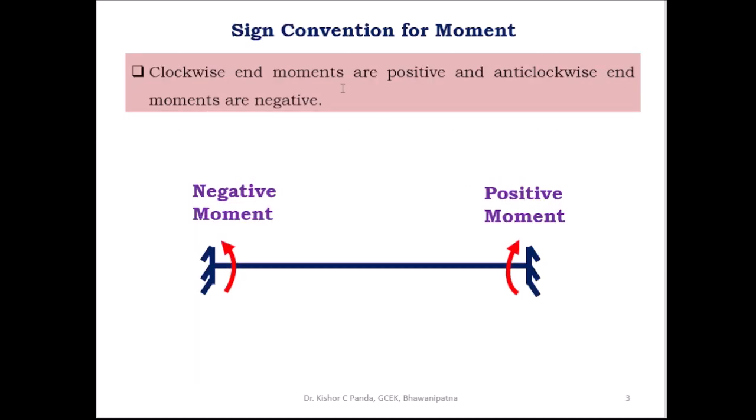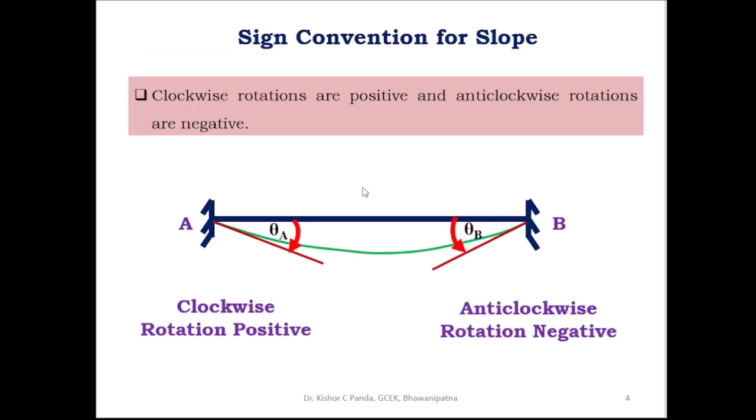Then coming to what are the sign conventions used for the moment. As you know, in the slope deflection method and moment distribution method, the clockwise end moments are taken as positive and anti-clockwise end moments are taken as negative. Then coming to what are the sign conventions used for the slope. As you know, in the slope deflection method, the clockwise rotations are positive and anti-clockwise rotations are negative. In this method also you have to use the clockwise rotation positive and anti-clockwise rotation negative.